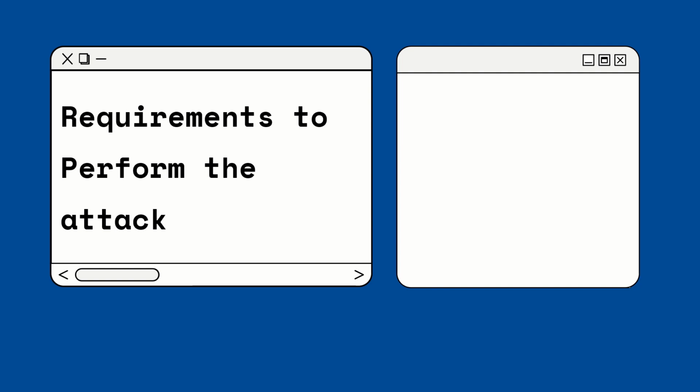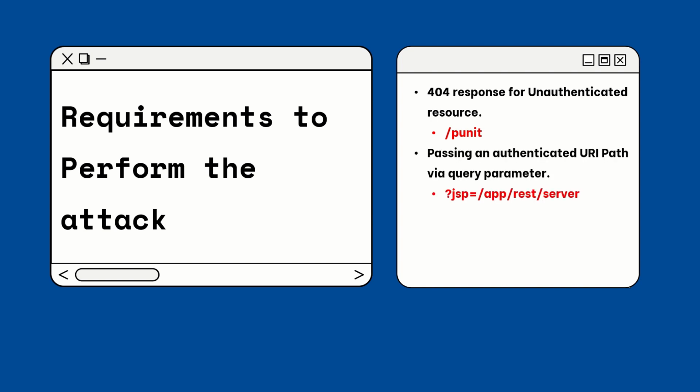Let's understand the requirements to perform the attack. First is an unauthenticated resource that generates a 404 response. This can be achieved by requesting a non-existing resource such as Puneet, as you can see in the example. Second is to pass an HTTP query parameter named jsp containing the value of an authenticated URI path. This can be achieved by appending an HTTP query string such as ?jsp=authenticated URI path. And lastly, ensure the arbitrary URI path ends with .jsp. This can be achieved by appending an HTTP path parameter segment like ;.jsp.